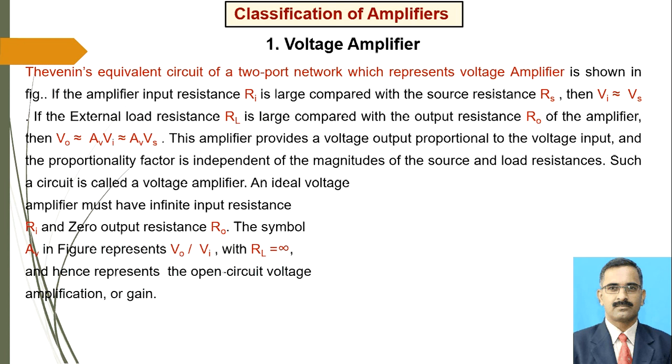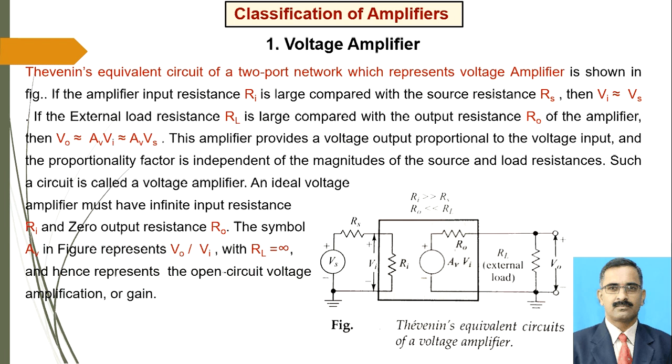For this classification, we consider the Thevenin's and Norton's equivalent circuits to study these amplifiers. We will see one by one, and the first one is the voltage amplifier. The Thevenin's equivalent circuit of a two-port network which represents the voltage amplifier is shown in the figure.